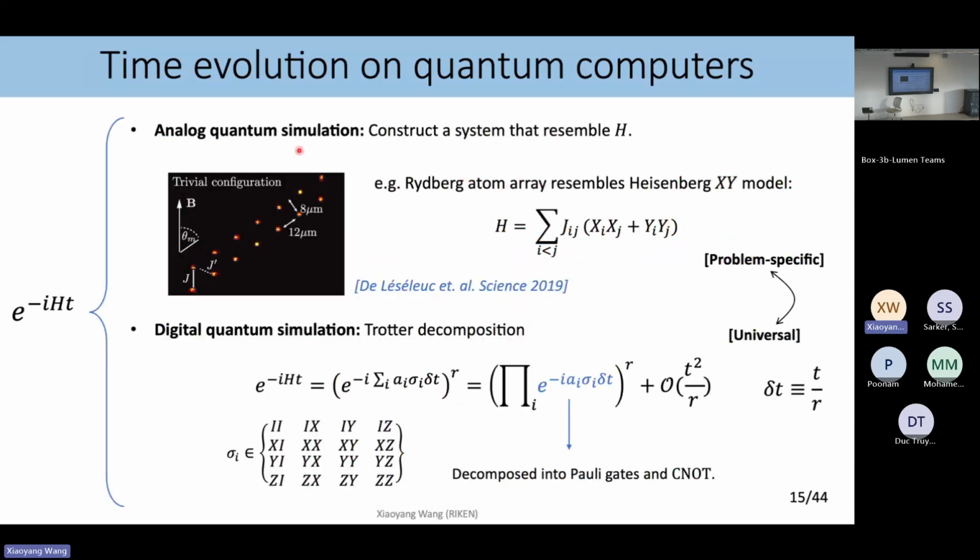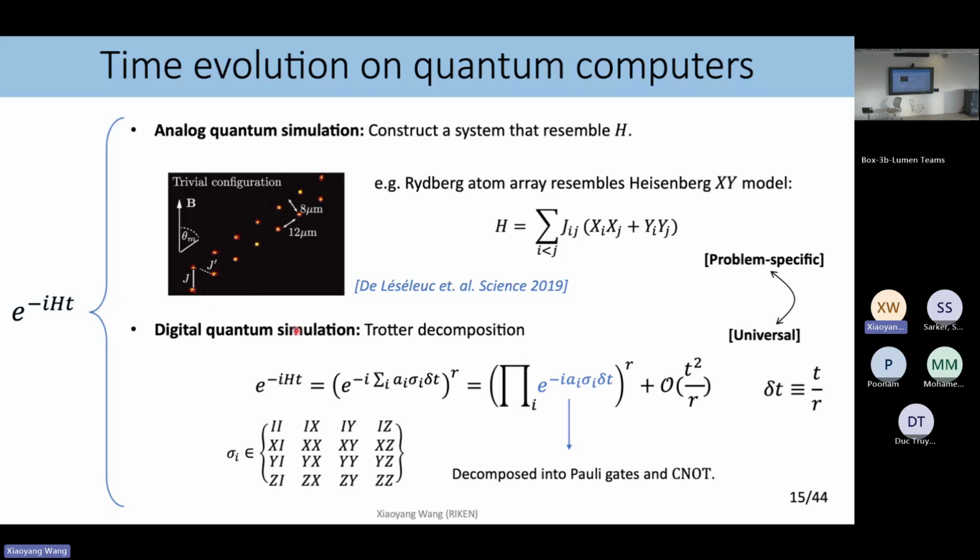The time evolution on a quantum computer is usually achieved using analog quantum simulators and digital quantum simulators. For the analog quantum simulator, we usually construct a system that resembles the target system Hamiltonian H. For example, in the Rydberg atom array, we usually make the Hamiltonian resemble a Heisenberg XY model, as shown over there.